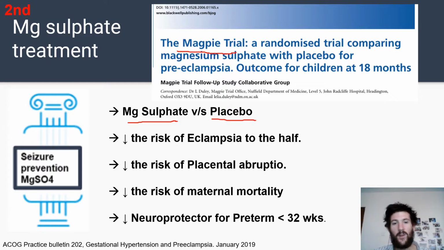And the results of the study say that the magnesium sulfate decreased the risk of eclampsia to the half. Also decreased the risk of placental abruption. This is not only seizure prophylaxis. It helps in all these things. Also decreased the risk of maternal mortality and decreased the risk of perinatal asphyxia in the situations that we have fetuses below 32 weeks. So it's a neuroprotector also for the baby. So all these are the benefits of magnesium sulfate. That is the reason why it's so important to give the magnesium sulfate.